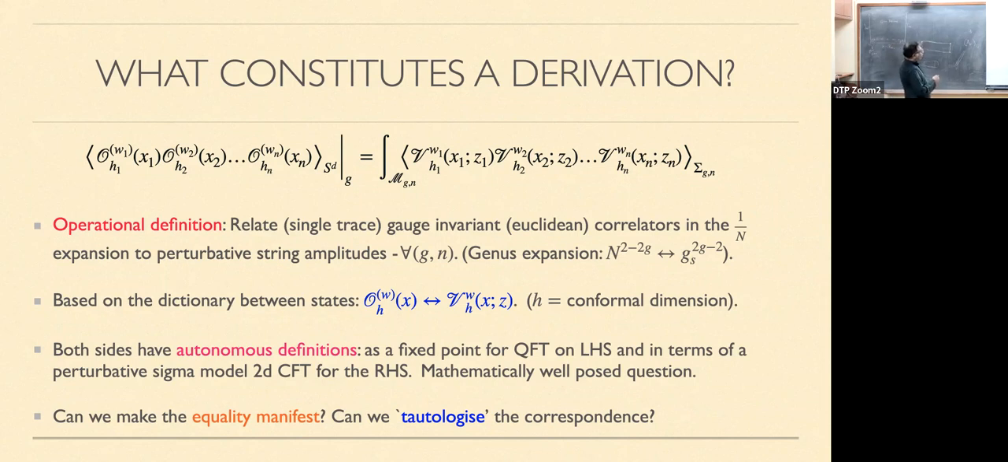I'll take a sort of an operational definition, which involves the AdS/CFT correspondence. So the left hand side is a gauge theory, field theory quantity, and I'll explain a little. The right hand side is a stringy quantity. So what is the left hand side? That's probably easier for people to understand.